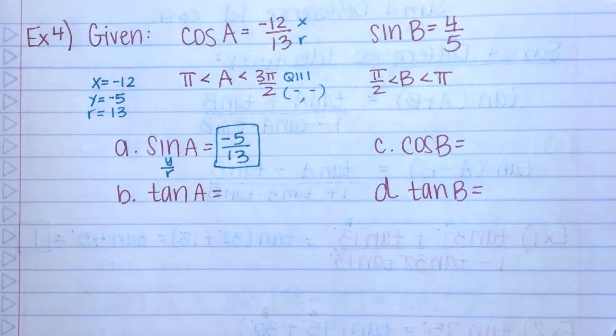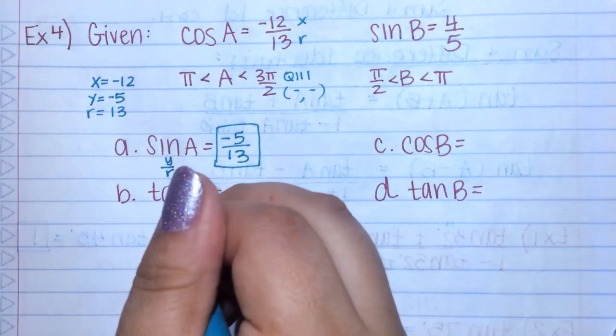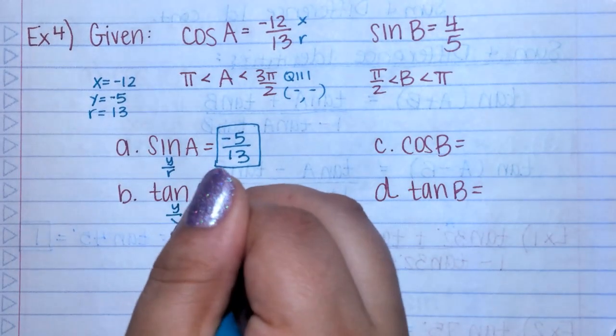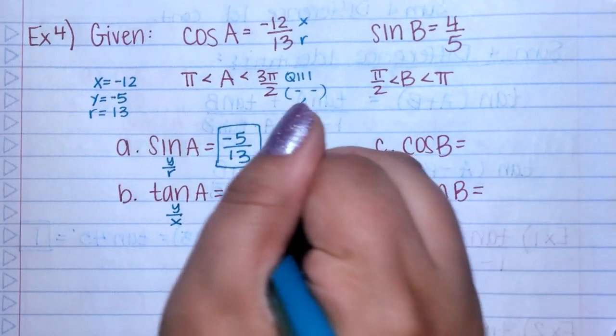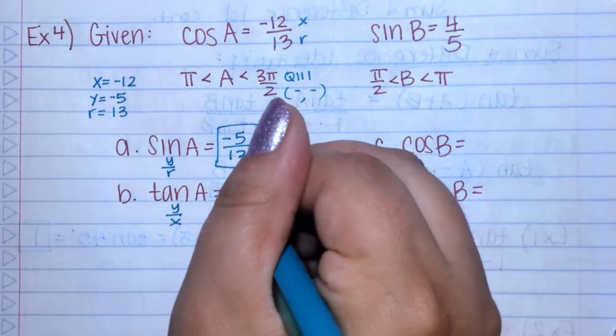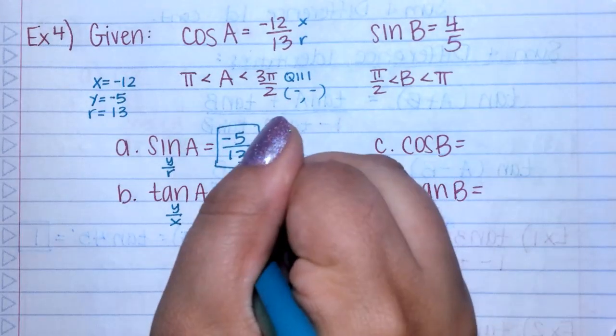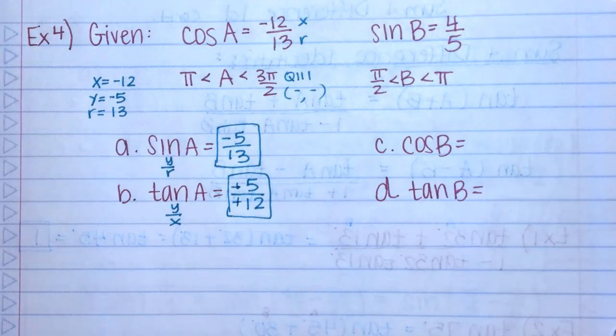That makes sense? Do y'all agree that was from our first test? Yes. Like, none of this is new. Now, do we remember it? Did we learn it back then? That's a whole different issue. Tangent is what? Y over x. So negative 5 over negative 12 is positive 5 over 12. Yep. In quadrant 3, tangent is positive. Everybody okay with that?